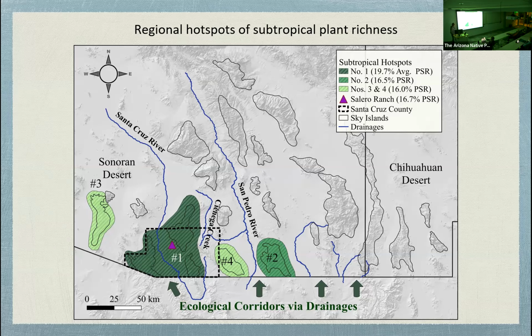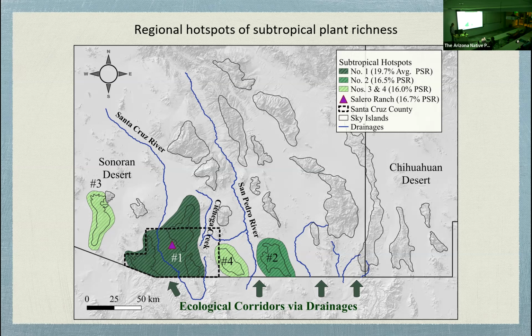And another aspect of this too is looking at the ecological corridors and what is contributing to these hotspots, looking at drainages as corridors. The whole Sky Island region and mountains in general are known as ecological barriers for obvious reasons, a physical barrier that stops things. And Sky Islands are simply defined as mountain ranges that are isolated or separated from similar mountain ranges by broad lowland areas with different vegetation.